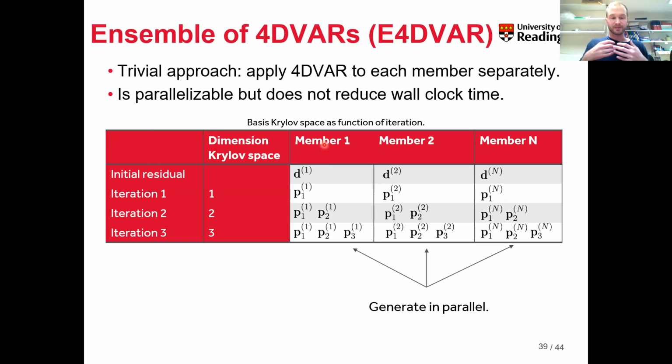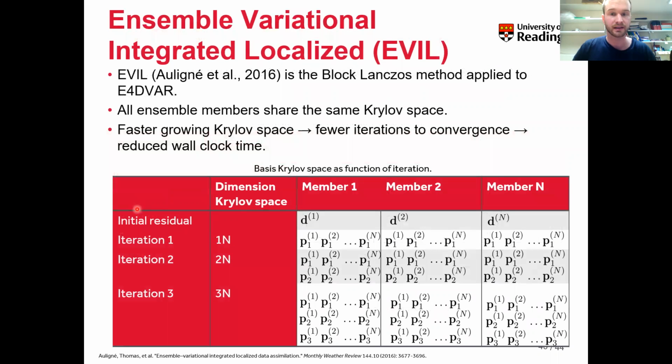It would be beneficial if you could exploit the fact that you're running a whole lot of 4D-Vars to reduce the number of iterations, because in that case, you would also reduce the time you need to create the 4D-Var correction. And that is where the EVIL, the Ensemble Variational Integrated Localized 4D-Var, comes in.